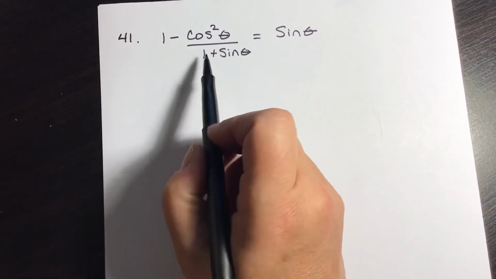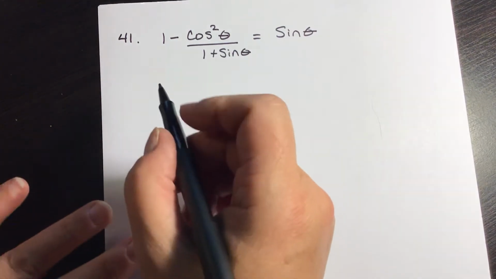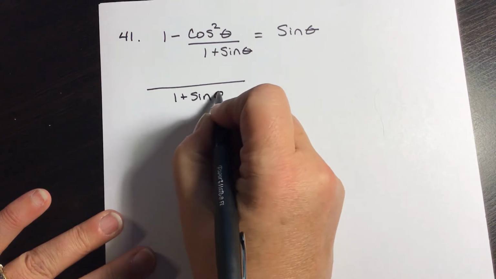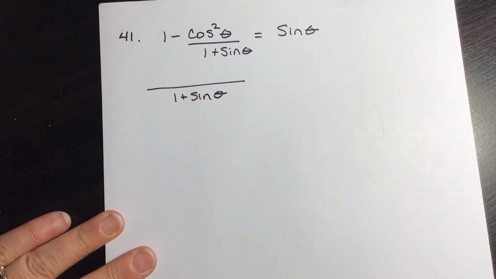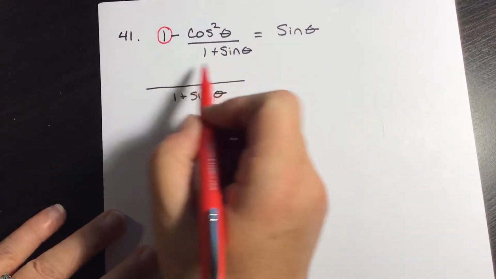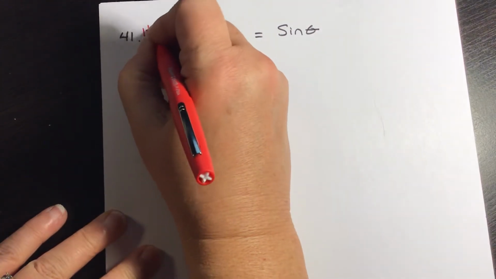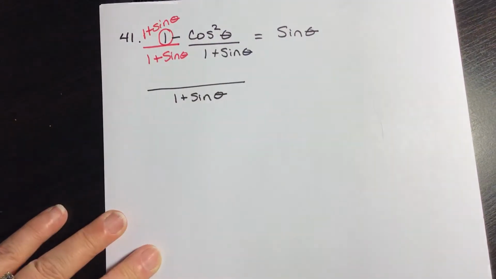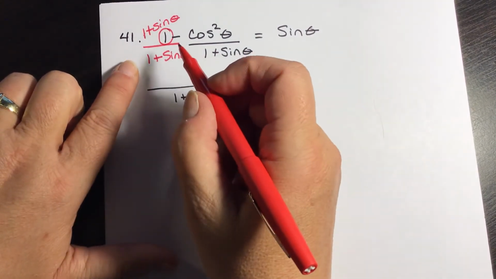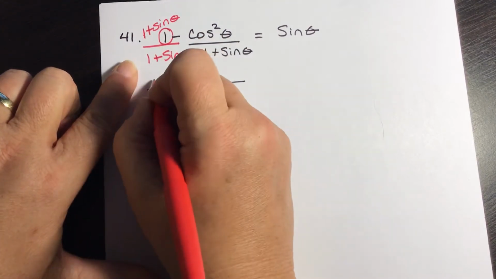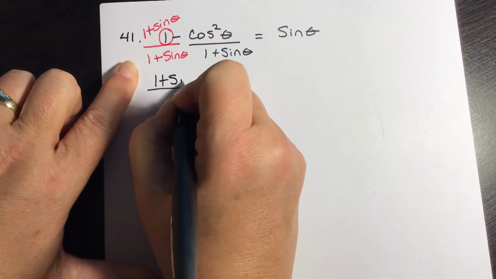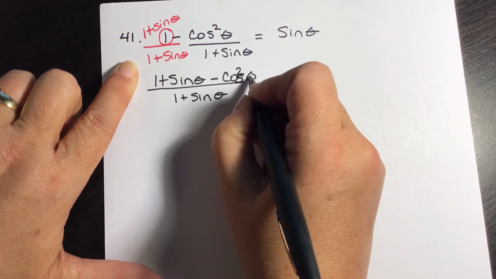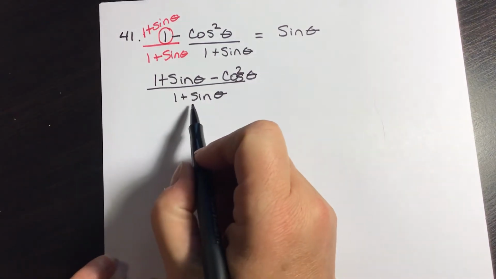So I think what we might do is combine these so that we have a common denominator, and this is going to be 1 plus sine theta for our common denominator. And to get this as a ratio over 1 plus sine theta, I'm going to multiply the top and the bottom by 1 plus sine theta. Okay, so here I have 1 plus sine theta minus cosine squared of theta over 1 plus sine theta.